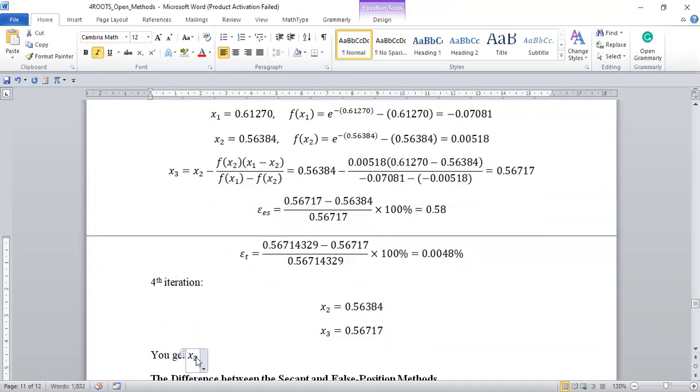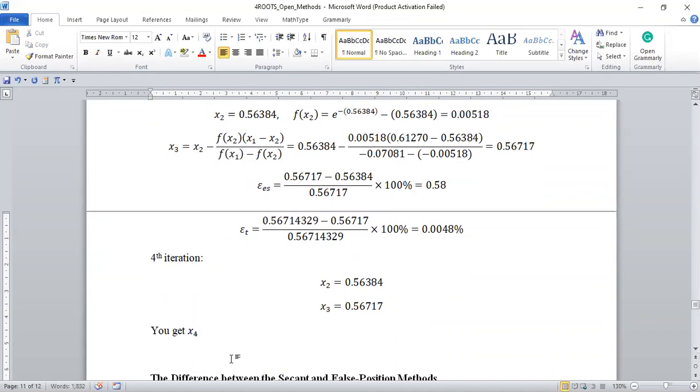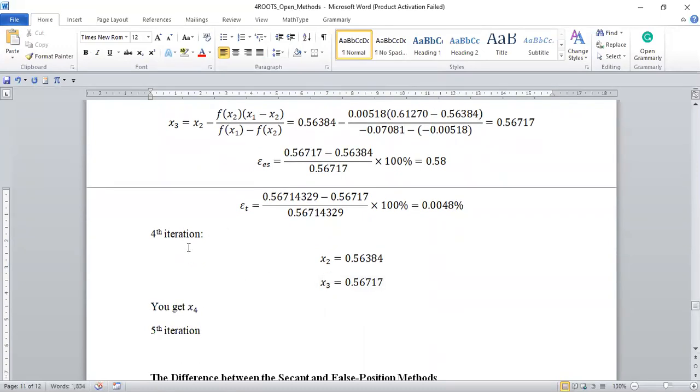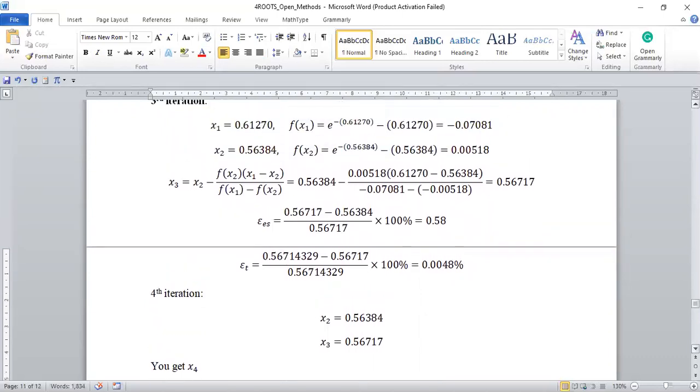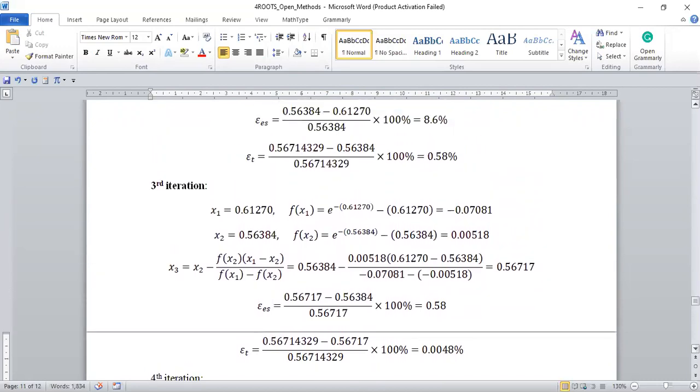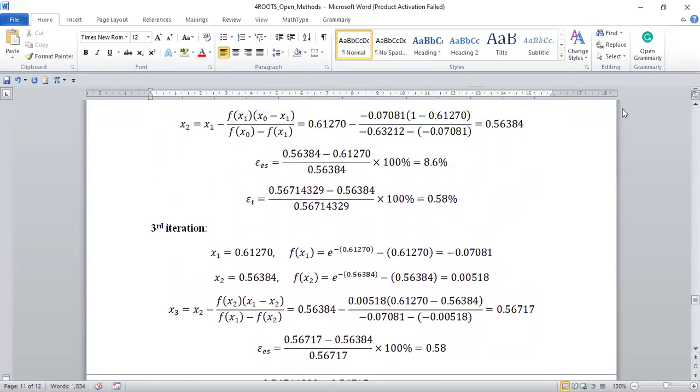So for the fifth iteration, can somebody tell me what you need for the fifth iteration? Just type it in the chat. Yes, you need x3 and x4. So thank you for that.